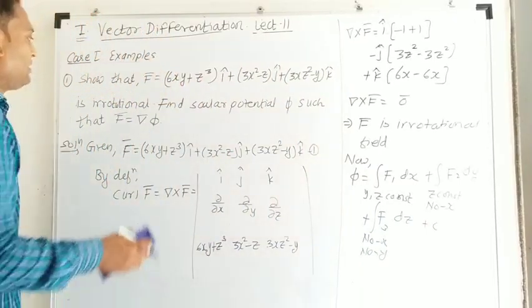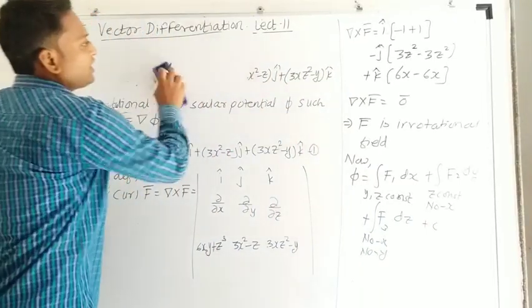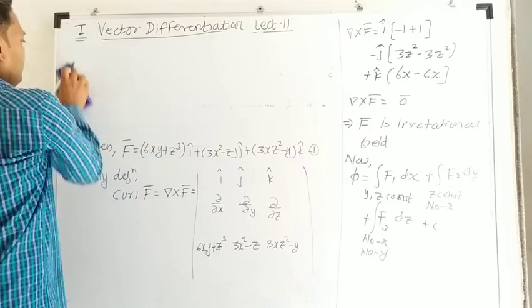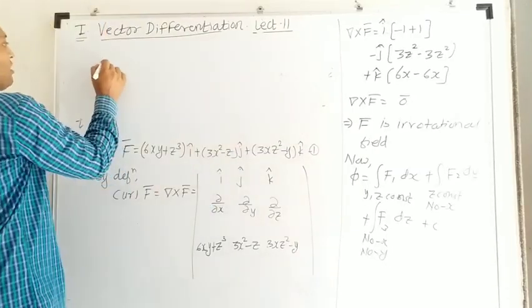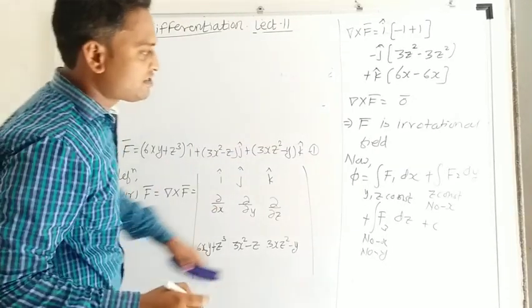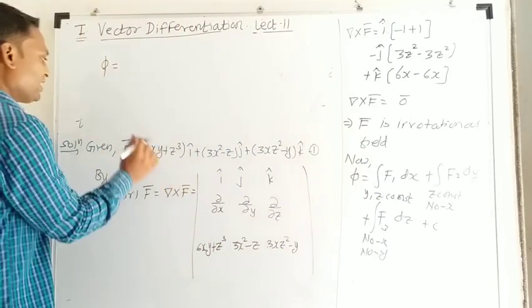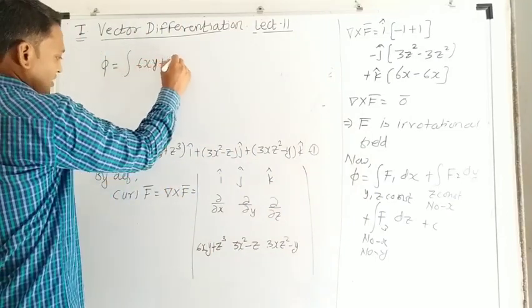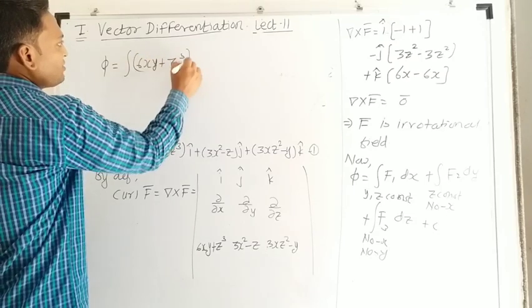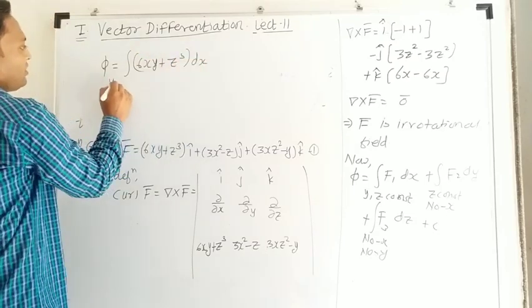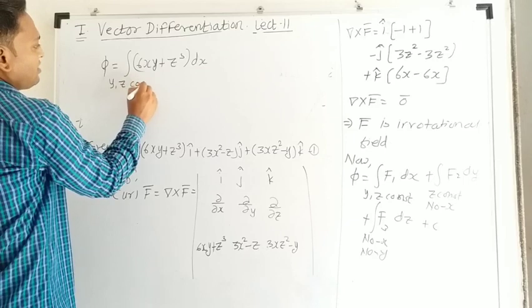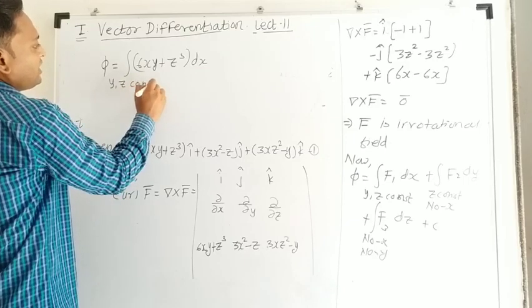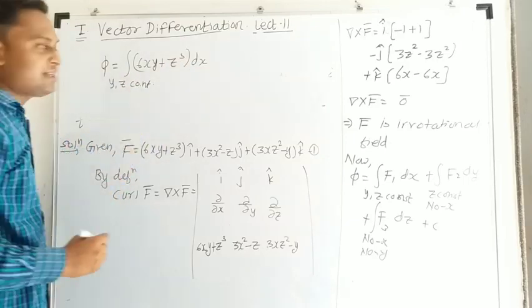Okay. Now I will do that integration. Now phi equals to first term f1. F1 here we have to take directly. It is 6xy plus z cube. Integration with respect to x. Condition is y comma z constant. While integrating with respect to x, you consider y and z as constant.